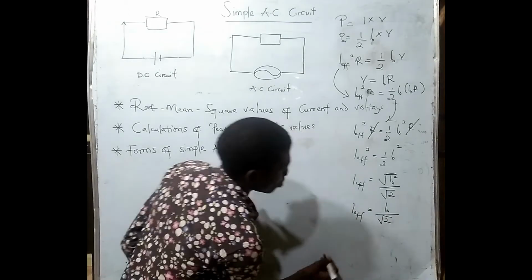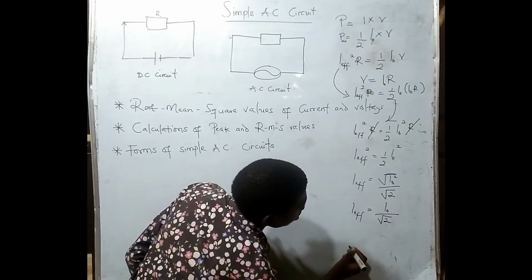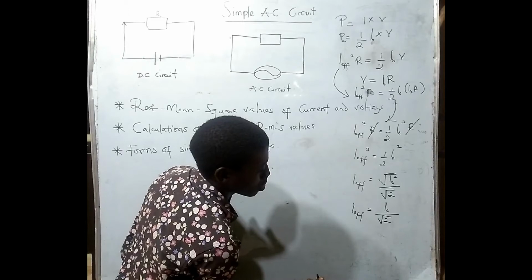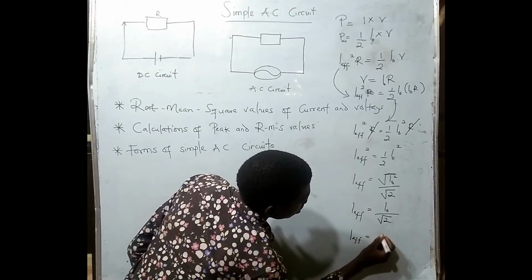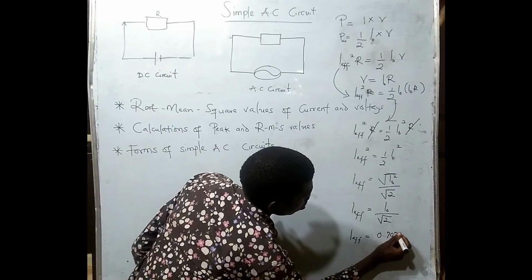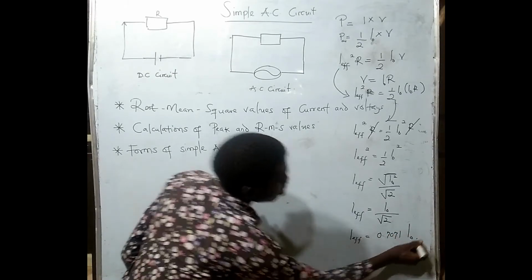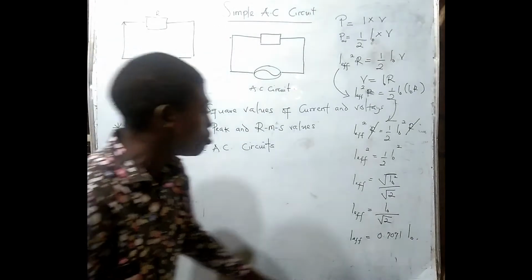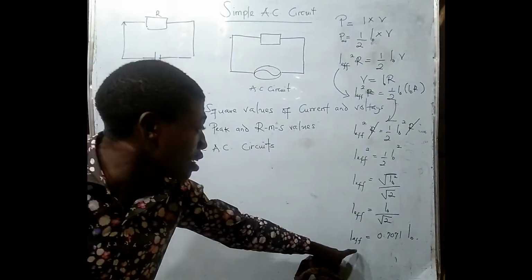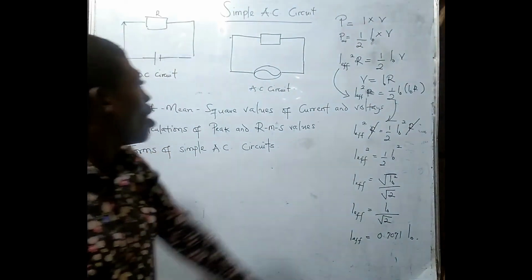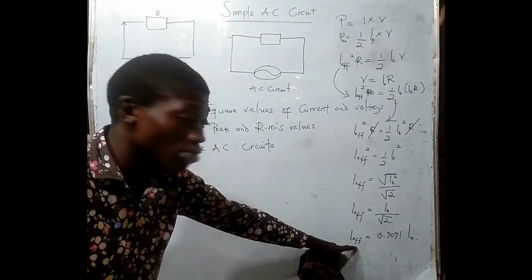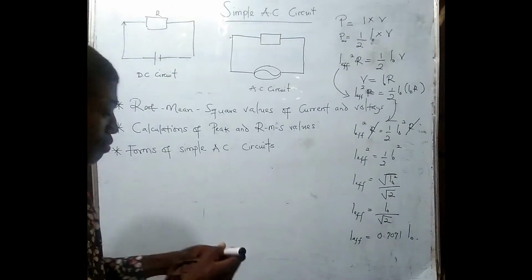So that way we can have our effective value of our current to be I naught over root 2. And we know that definitely we can still simplify this further. So simplifying this further, we have our I effective to be 0.0701 I naught. So this is the relationship between our peak value and our RMS, which is also known as effective value.